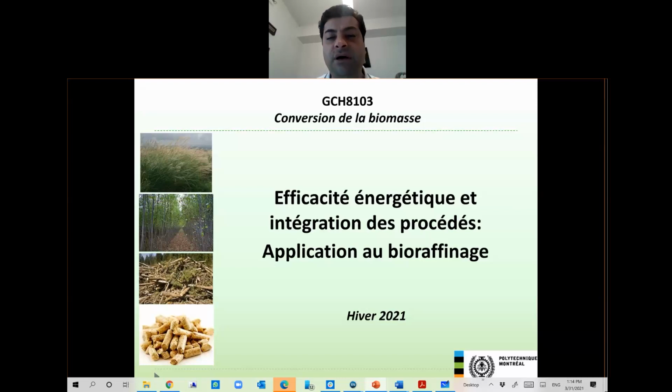Chapter 9 is about energy efficient processes or heat integration of processes. In French, we say efficacité énergétique et intégration des procédés, with the application for biorefineries.